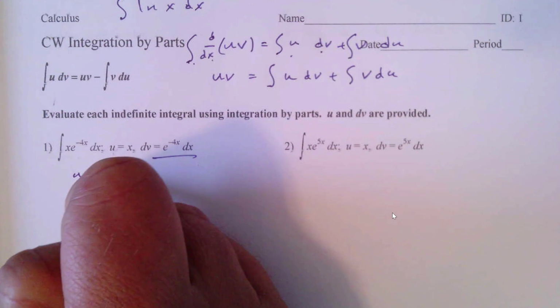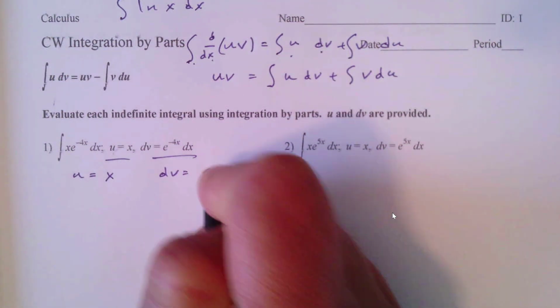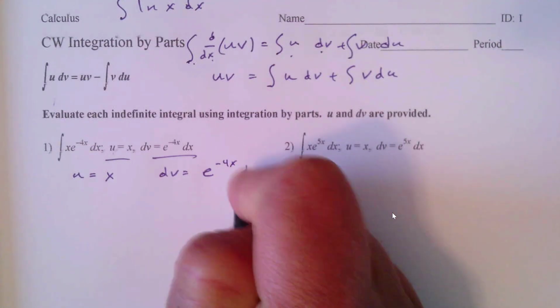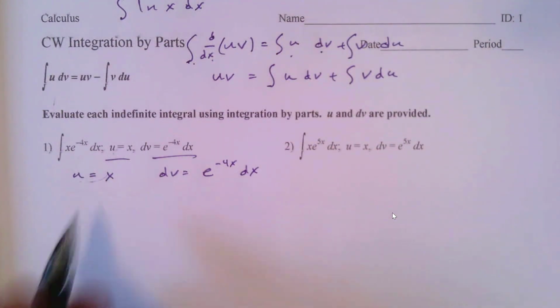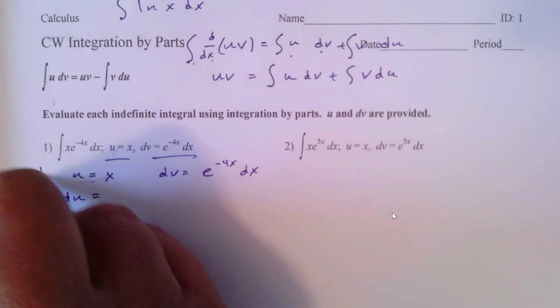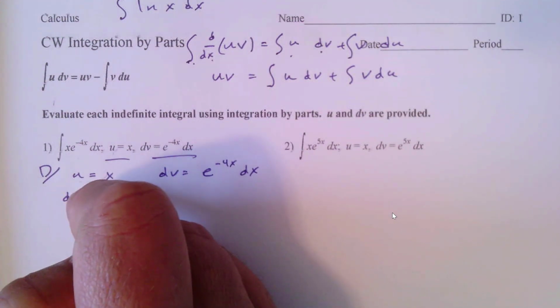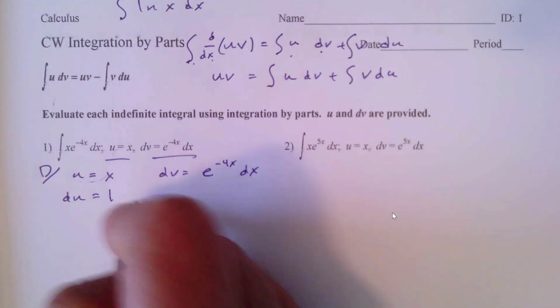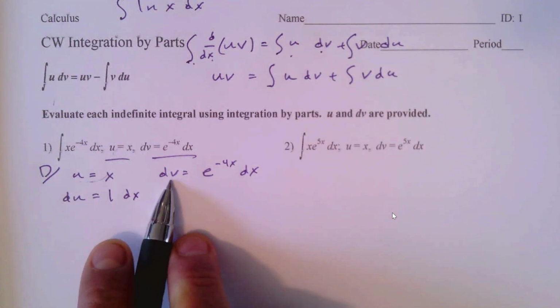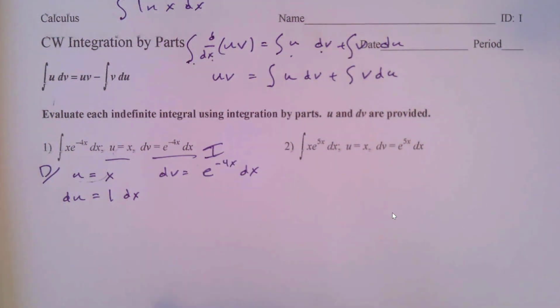We say u is equal to x, and then we have dv is equal to e to the negative 4x dx. The u we want to differentiate. So whatever goes on this side, we're going to differentiate. I'll put a d there for differentiate. So the derivative of just x is going to be 1 dx. And over here, we want to integrate. So I'll put an I over in this column. And that'll lead us into the other method of setting these up.